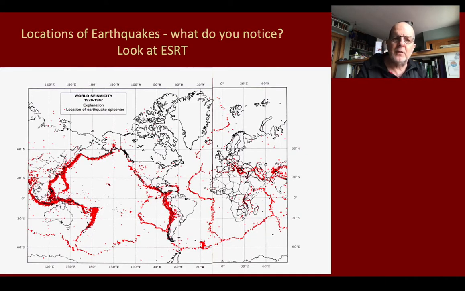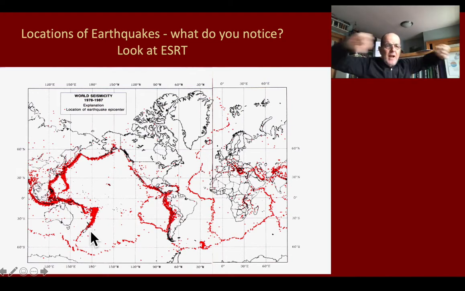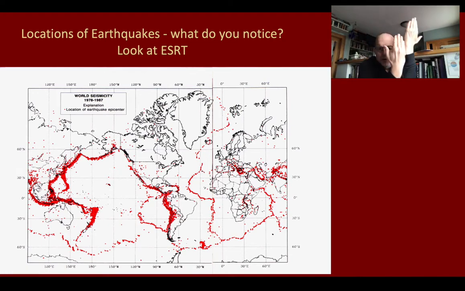Locations of earthquakes. What do you notice? Well, if you look at your Earth Science Reference Table, these earthquake patterns match the plates either converging, diverging, or moving as transform faults. The three types of plate motion.